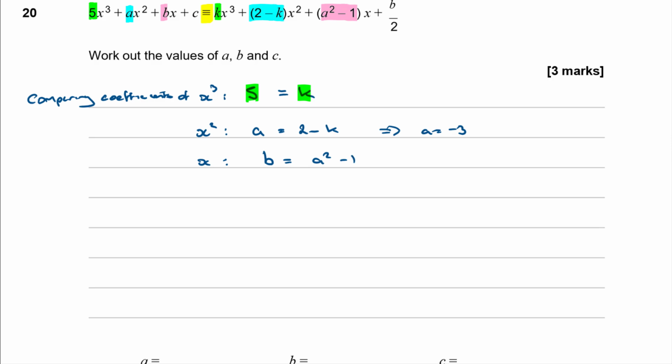Square it, I'm going to get 9. Take away 1, I'm going to get 8. So I know then that b is equal to 8. And then finally comparing the constants.